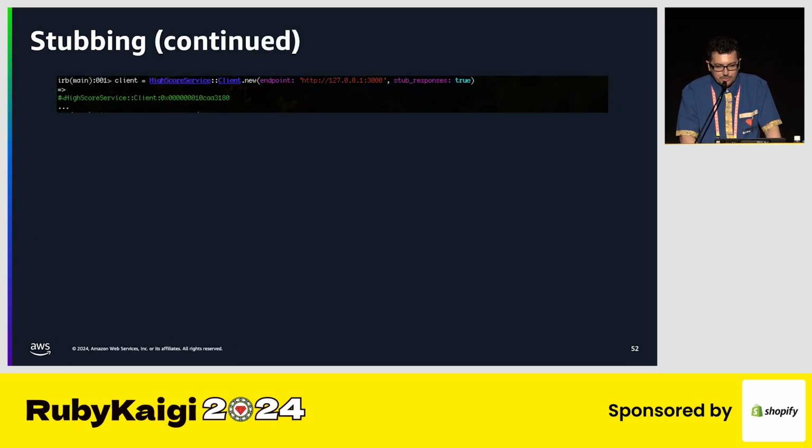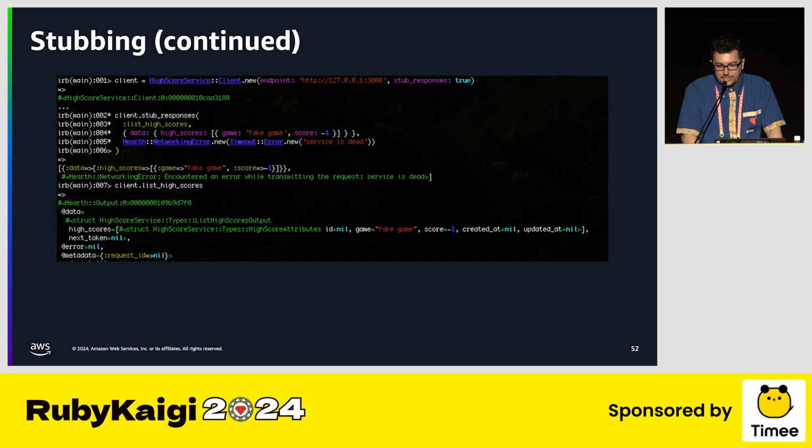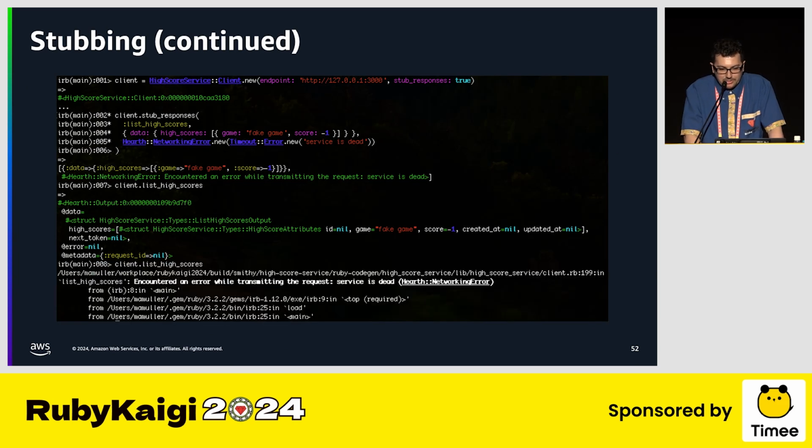Here we create a client with stub responses as true. When stub responses is on the client, we say that we want to stub list high scores with some data that includes a fake game and a -1 score. Then we specify the next stub as a networking error. We could see that the first time we call list high scores, the fake game is returned in the list. And then the second time we call it, we get the networking error. In your application, you can ensure that you can handle expected and unexpected responses from the service.